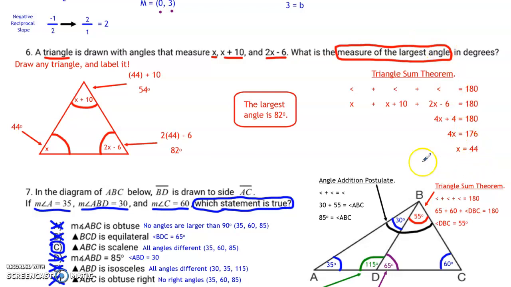So now that I have the value of x, you can see here that I substituted 44 for x in each angle. This angle is 44 degrees, this angle is 54 degrees, and this angle is 82 degrees. It was asking for the largest angle, so the largest angle, of course, would be 82 degrees.